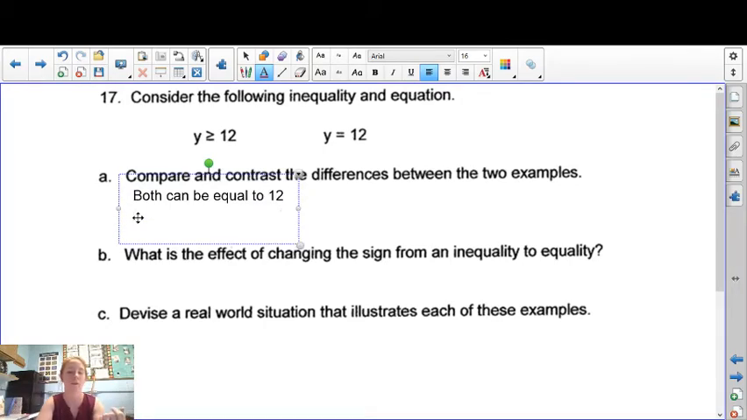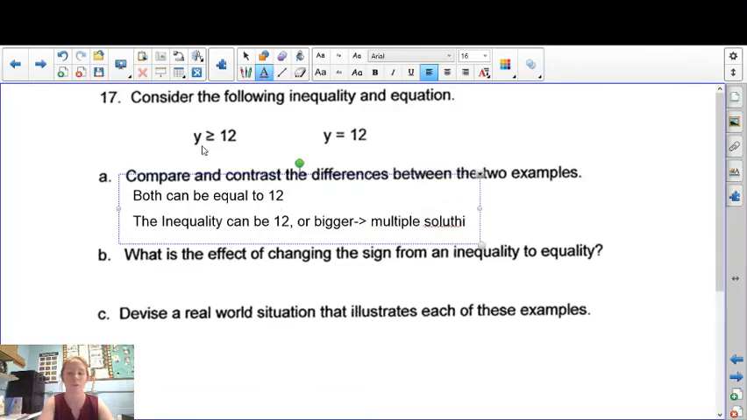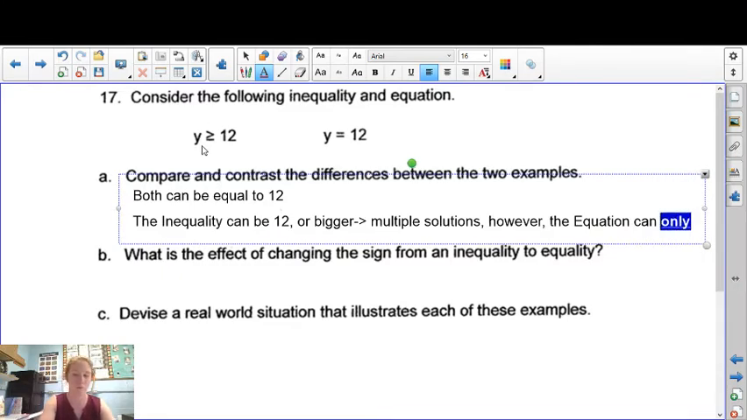And what's something that is different? Well, the first one, technically, we're going to call it the inequality, excuse me. So the inequality can be 12 or bigger, which implies that it has multiple solutions. However, the equation can only be equal to 12.